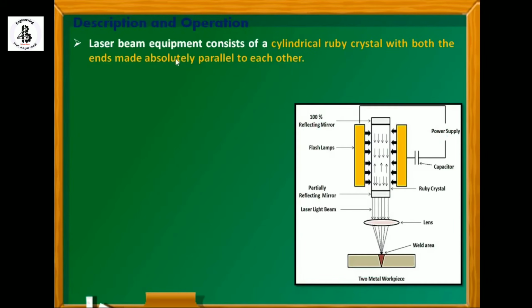Laser beam equipment consists of a cylindrical ruby crystal with both ends made absolutely parallel to each other. You can see one end has a reflecting mirror, the other end a partially reflecting mirror, and on both sides there is a flash lamp, and the ruby crystal is absolutely parallel.